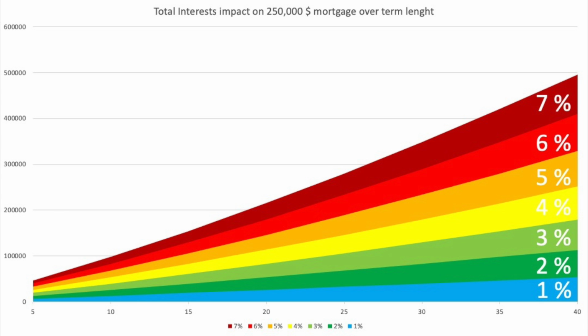If we compare the interest rates based on mortgage length, we get this graph. With a 10-year mortgage, the total interest impact is relatively low, even with a 7% mortgage or higher. With a 35-year mortgage, the total interest impact is very high, considering the loan amount.